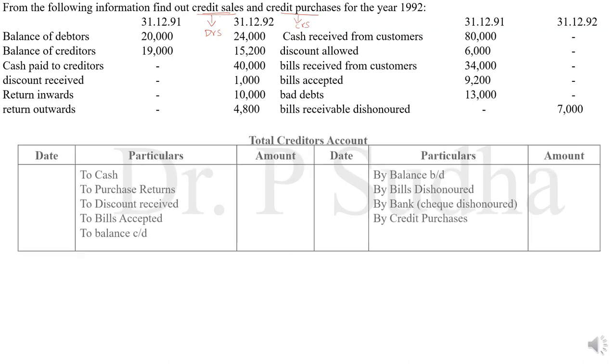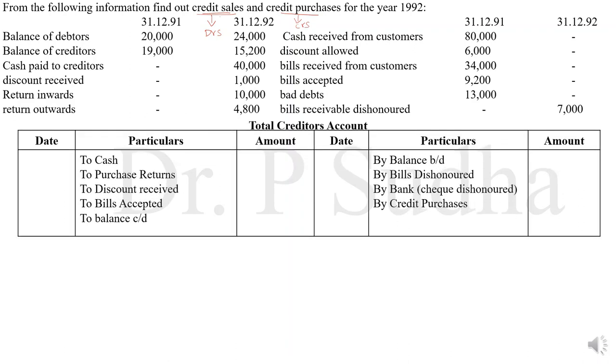The first account that we are preparing is total creditors account. Total creditors account is a liability, so opening balance will be in the credit side. Opening balance is 19,000. If the opening balance is in the credit side, the closing balance we will record it in the debit side, 15,200. Then cash, this is cash paid to the creditors. See, cash paid to creditors, it is 40,000.